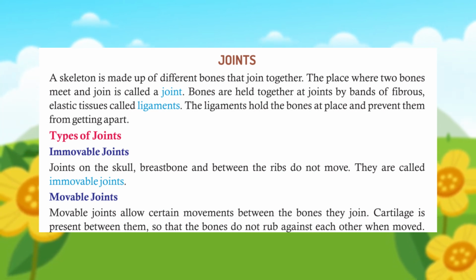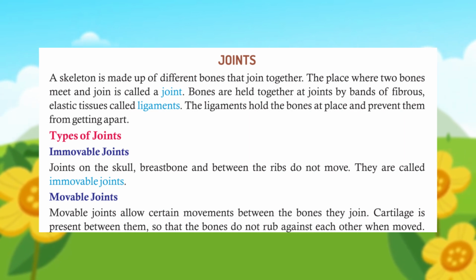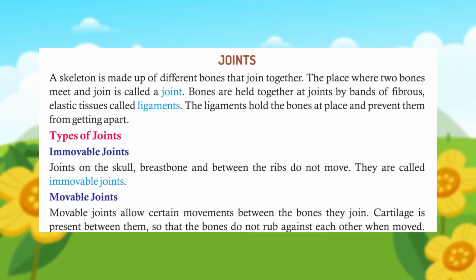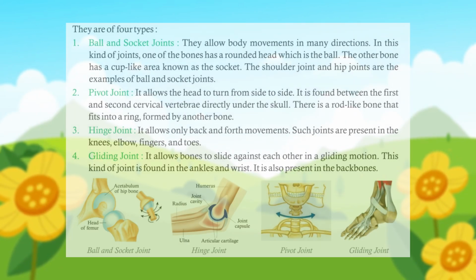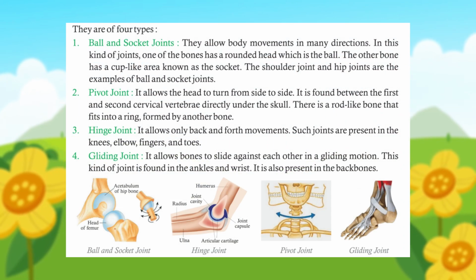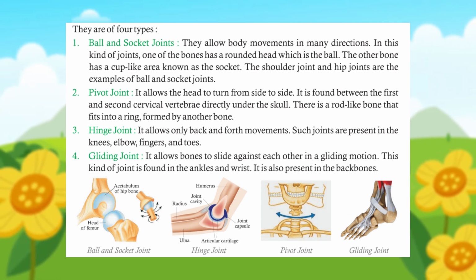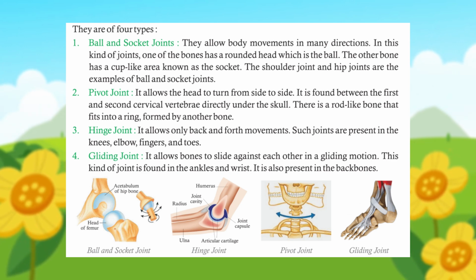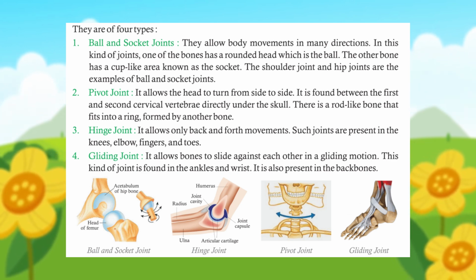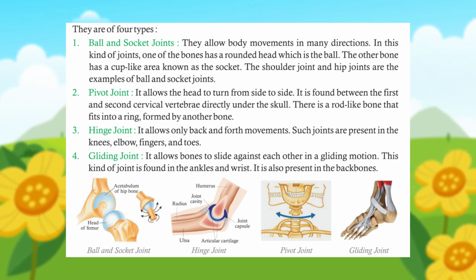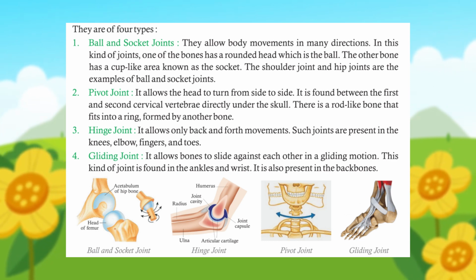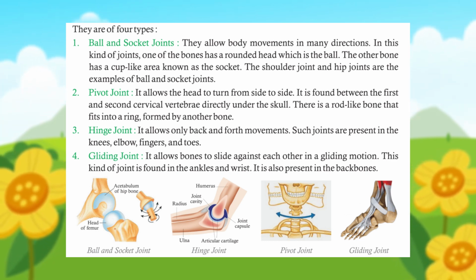Movable joints. Movable joints allow certain movements between the bones they join. Cartilage is present between them, so that the bones do not rub against each other when moved. They are of 4 types. 1. Ball and socket joints. They allow body movements in many directions. In this kind of joint, one of the bones has a rounded head which is the ball. The other bone has a cup-like area known as the socket. The shoulder joint and hip joints are the examples of ball and socket joints.